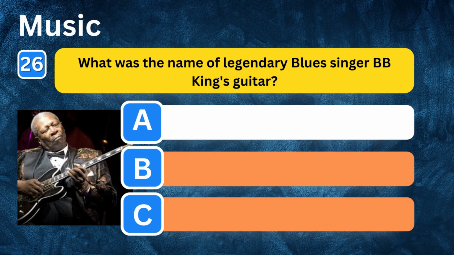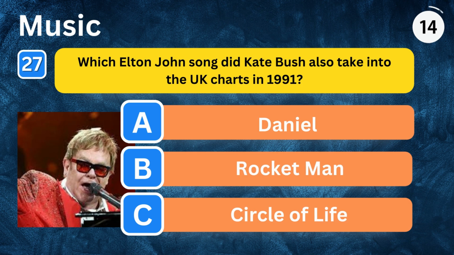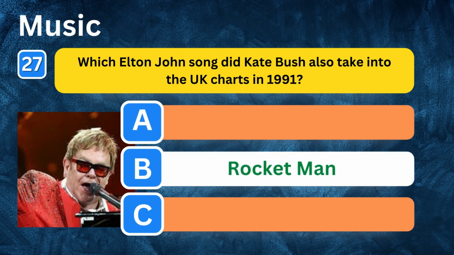Question number 27. Which Elton John song did Kate Bush also take into the UK charts in 1991? Was it Daniel, Rocket Man, or Circle of Life? And the answer was Rocket Man.